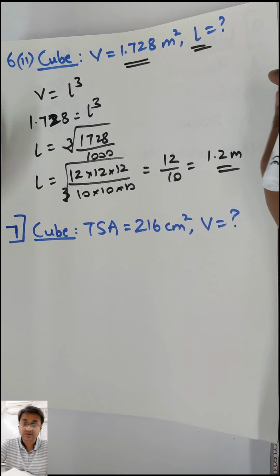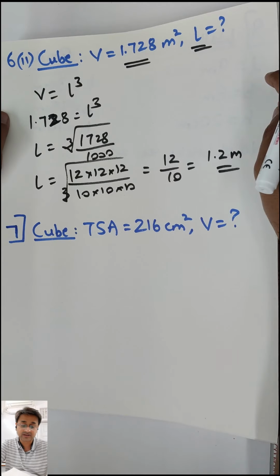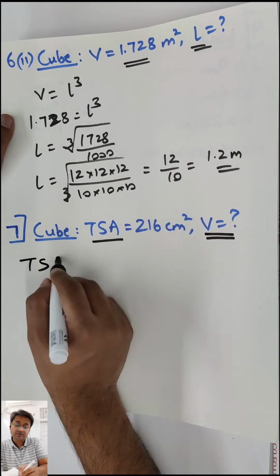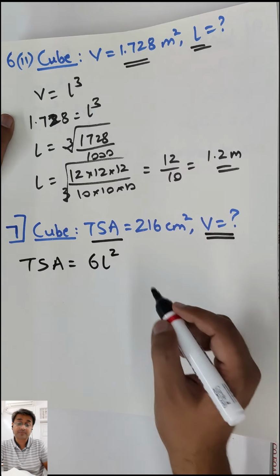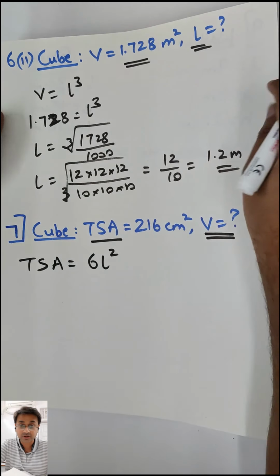The next one, 7th. Come on, pause this time. On your own, try and see how far you can take this. You have the total surface area and you have to find the volume of a cube. So first use the formula of total surface area, find the length, then use the value of length and find the volume. Can you do it?